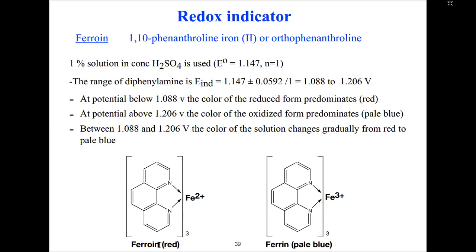Remember that the reduced form is called ferroin and the oxidized form is called ferrin, like for ferrous and ferric. Here you have Fe2+, here you have Fe3+. So Fe2+ is the reduced form, ferroin, like ferrous. And Fe3+ is ferrin, like ferric. And remember, the structure and the bracket are the same in both cases. In both cases, there are three of them. There are two coordinate covalent bonds. This is what you need to know.